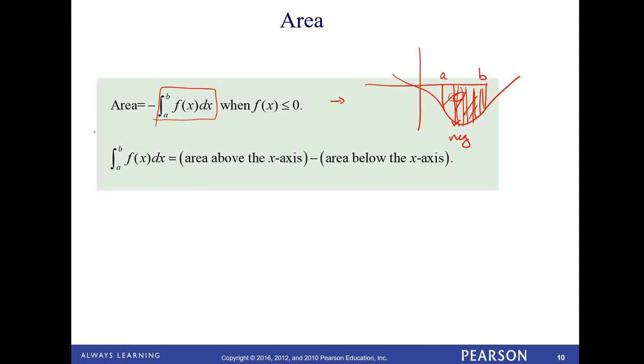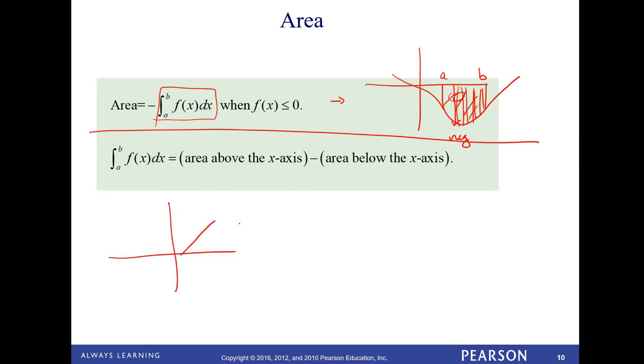If the function goes both above and below the axis from a to b, then the area above the axis, which will be a positive integral, minus the area below the axis, which is going to be a negative, will give you a positive plus a positive, and it will give you the whole area. Again, we'll do some like this together in class.